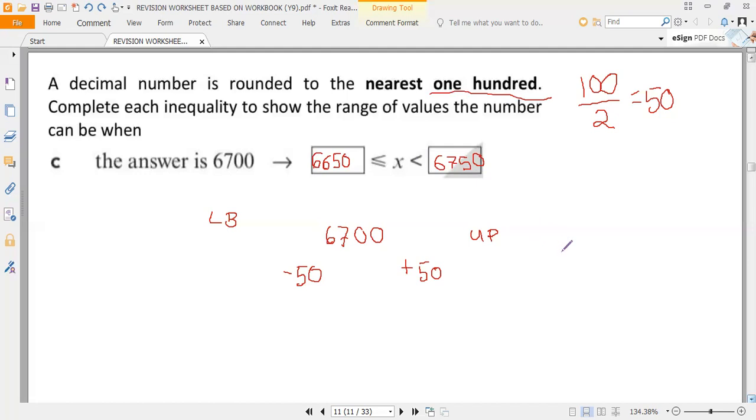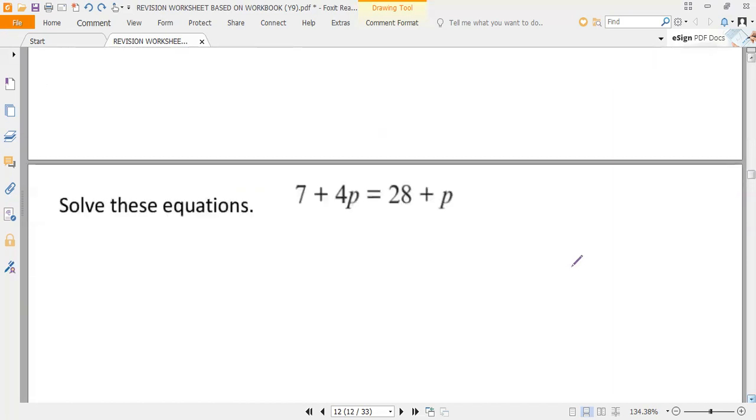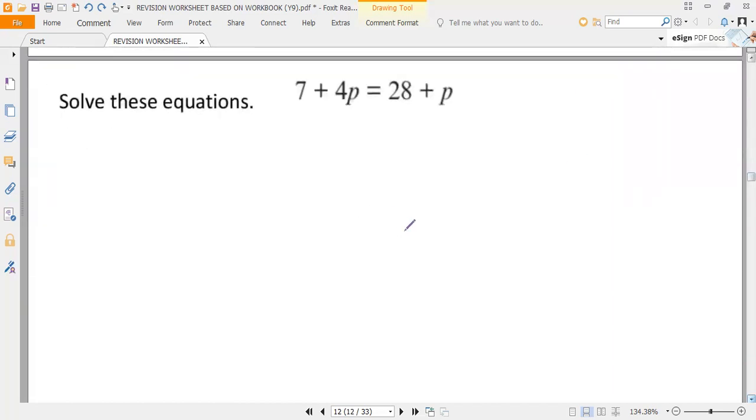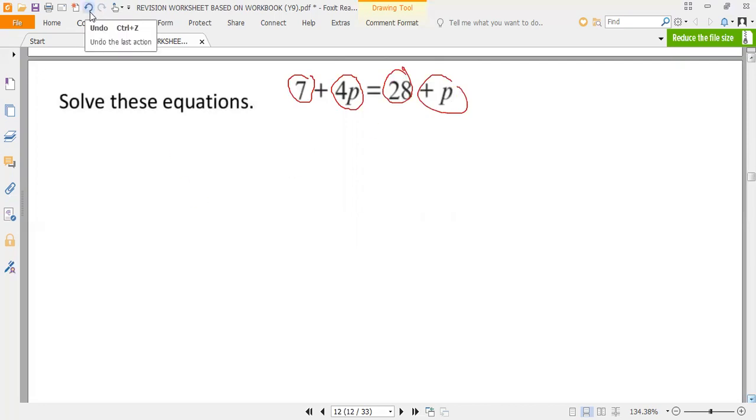All right, moving on. Solving equation. 7 plus 4p equals 28 plus p. This is a number, this is a letter. This is a number, this is a letter. So it's a combination of numbers and letters in both places.